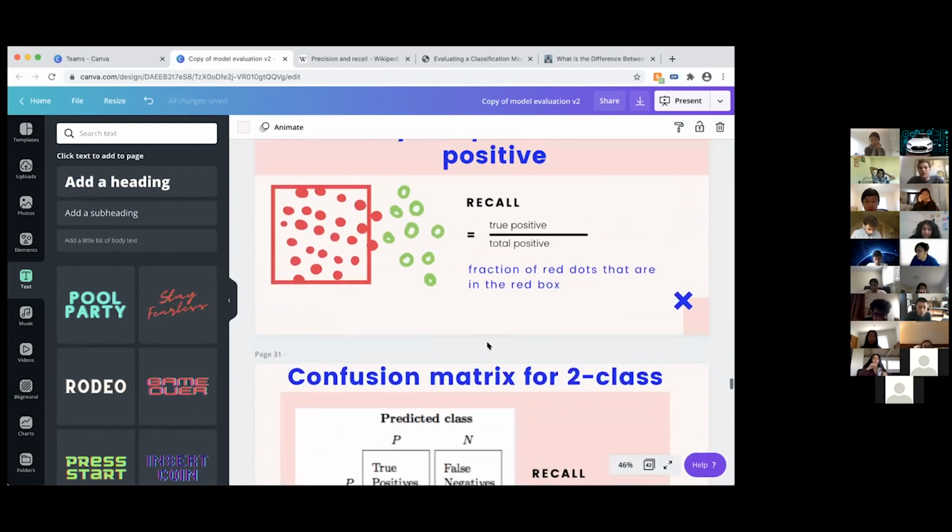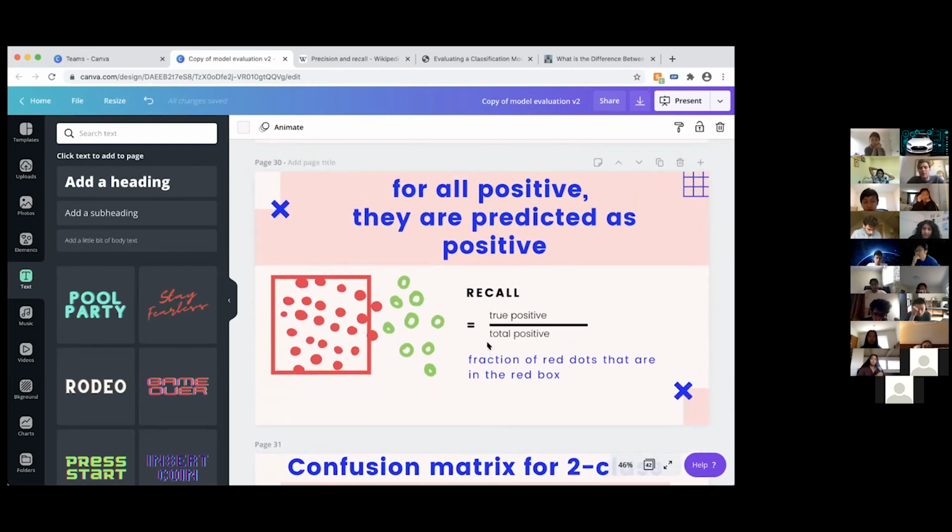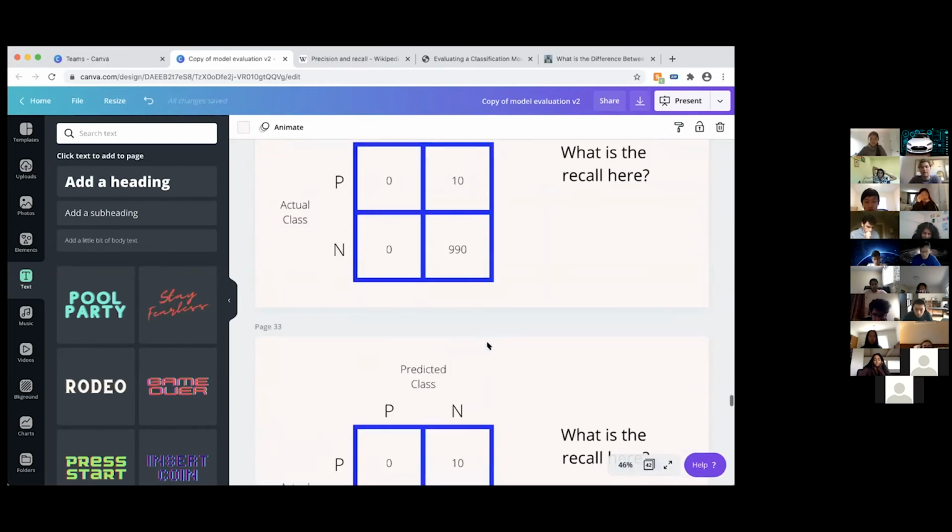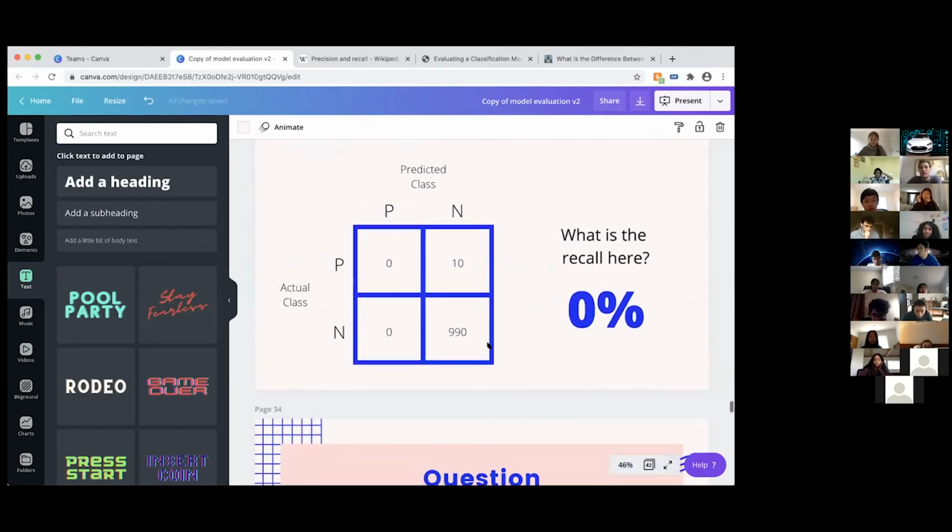And this makes sense too, right? Because if we talk about the fraction of dots that are inside of the red box, we do have like 10 red dots, right? But none of them are inside of the box, right? So our recall would be 0.